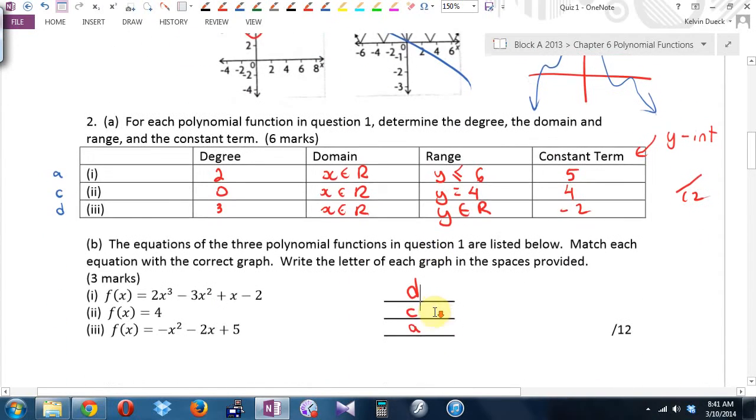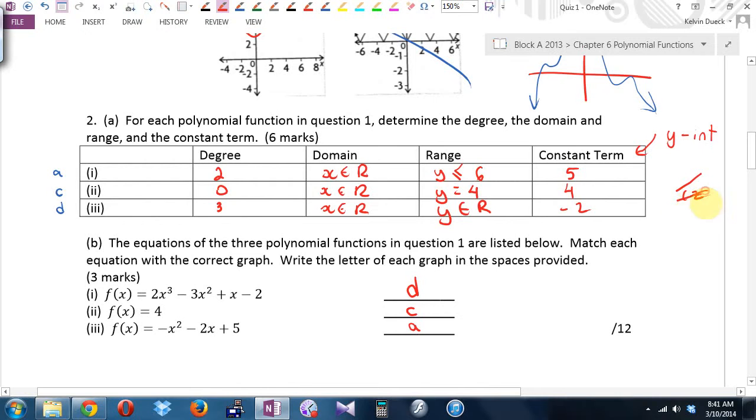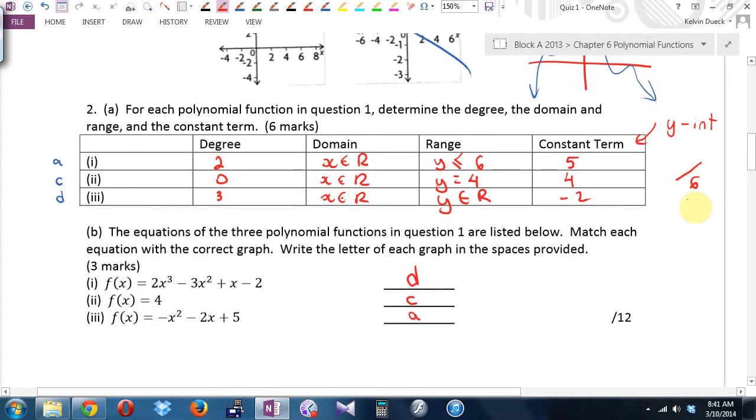You know what? I said this was out of 12. Actually, that's incorrect. This is going to be out of 6, a half mark for each one of those. That makes more sense to me. And that gives you a total score on this page out of 6, okay?